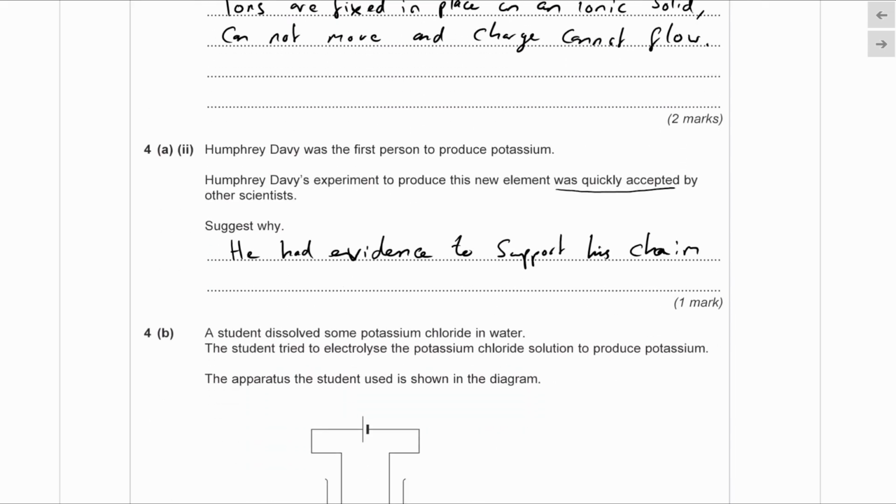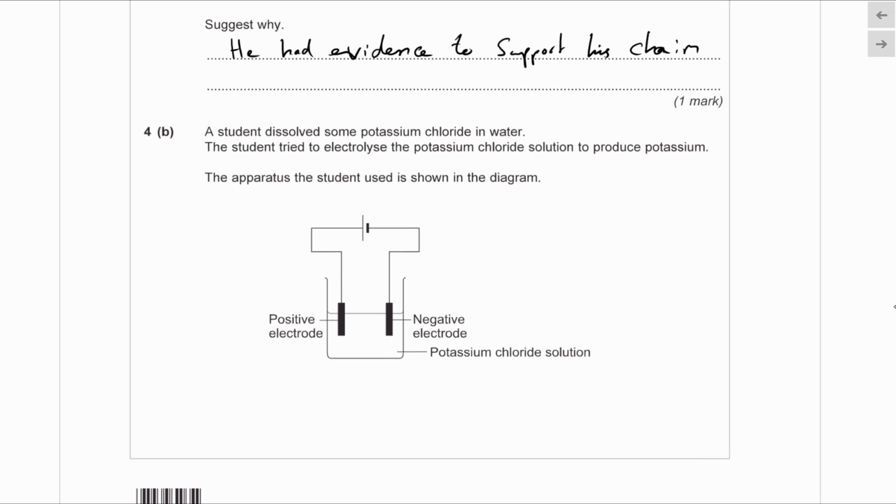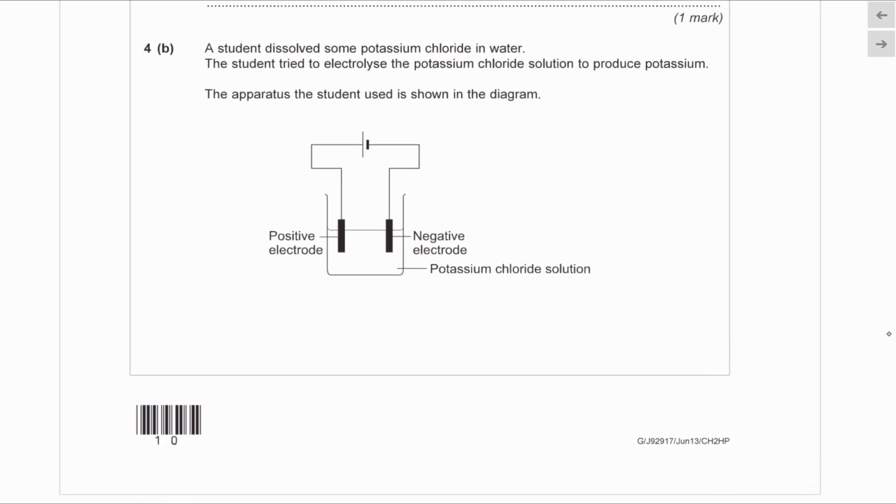The common one, if you're taking the biology exam as well, is that Gregor Mendel was a monk. He wasn't strictly a scientist, and so people didn't accept his ideas as quickly. Okay, that's going slightly off topic, but it's an example of why people wouldn't accept ideas.